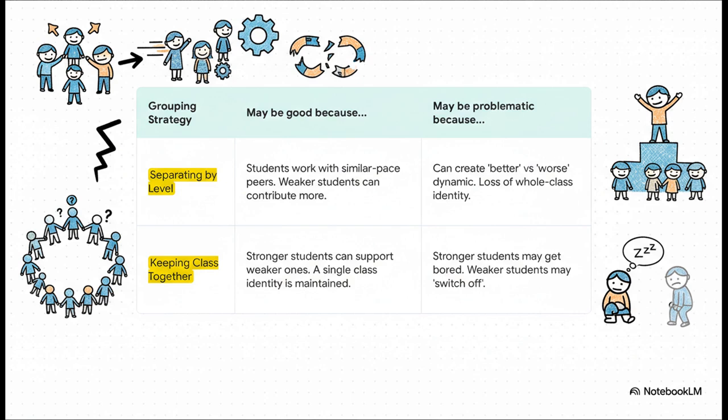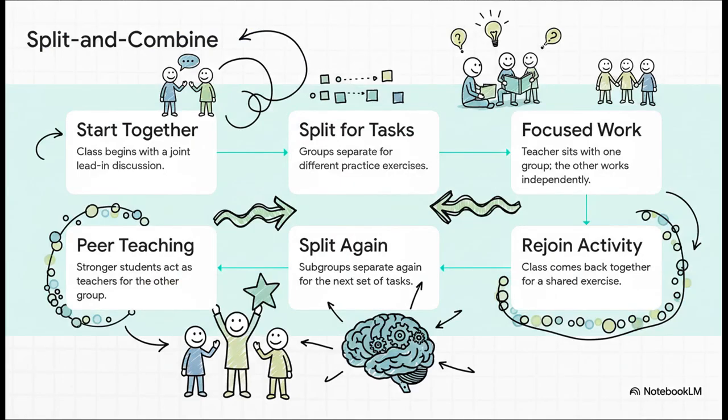On the other hand, keeping everyone together builds a really strong class identity, and stronger students can help weaker ones. The risk? You might bore your advanced students or lose your struggling ones. There's no single right answer here, just a strategic choice you make for any given situation. So how do you get the best of both worlds?